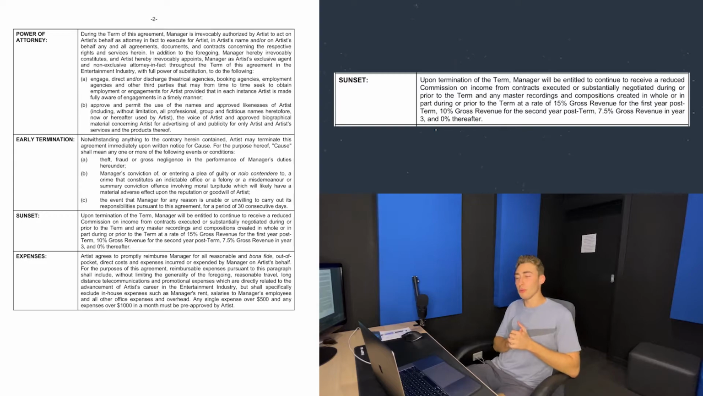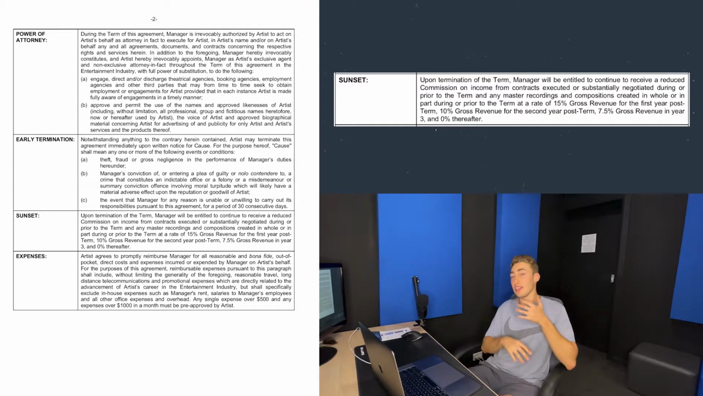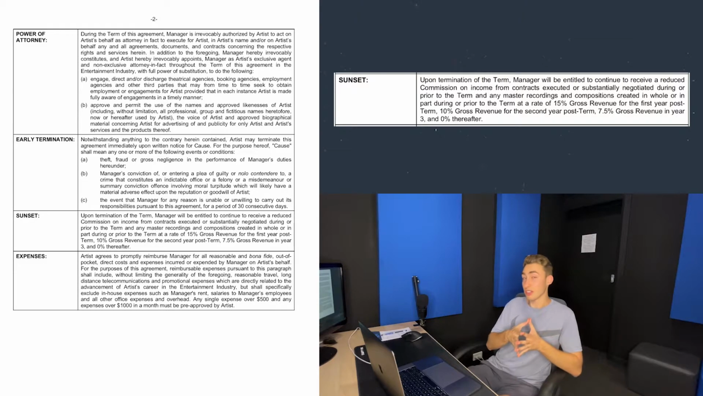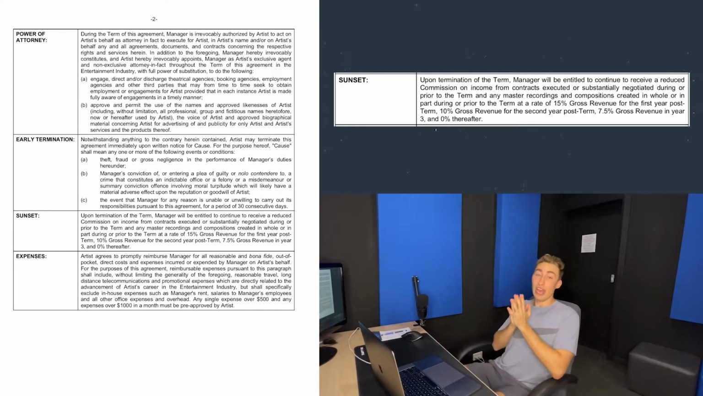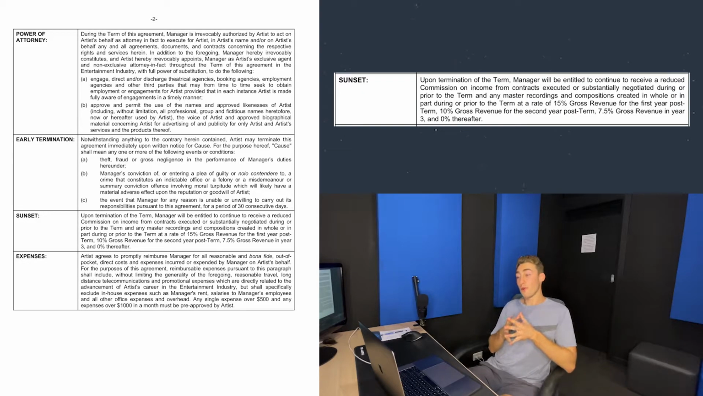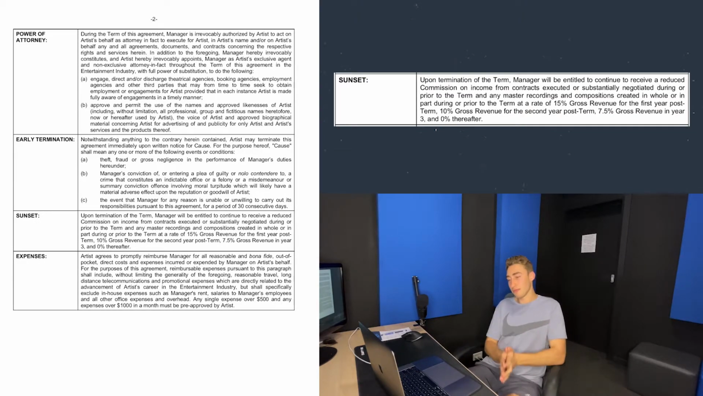And the point of this clause is to ensure that the manager does get commission for deals that he or she was either negotiating whilst the contract was still in play, or that the manager had already negotiated and the artist was receiving some sort of form of revenue during that term of the contract. If this wasn't in here, as soon as the contract was terminated or ceased to be renewed, the manager would immediately stop receiving any commission or fee from the artist.